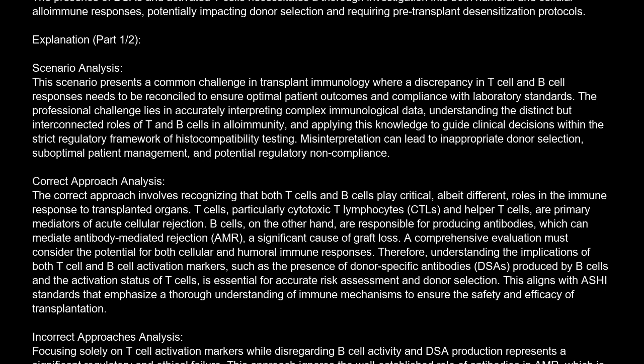Correct approach analysis. The correct approach involves recognizing that both T cells and B cells play critical, albeit different, roles in the immune response to transplanted organs. T cells, particularly cytotoxic T lymphocytes, CTL, and helper T cells, are primary mediators of acute cellular rejection. B cells, on the other hand, are responsible for producing antibodies, which can mediate antibody-mediated rejection, AMR, a significant cause of graft loss. A comprehensive evaluation must consider the potential for both cellular and humoral immune responses.